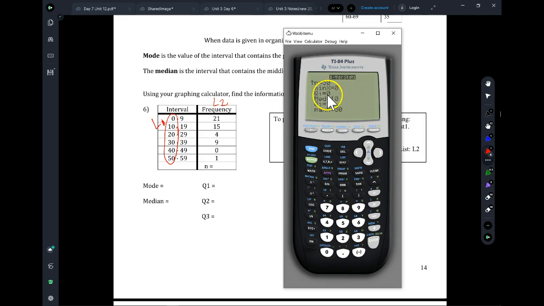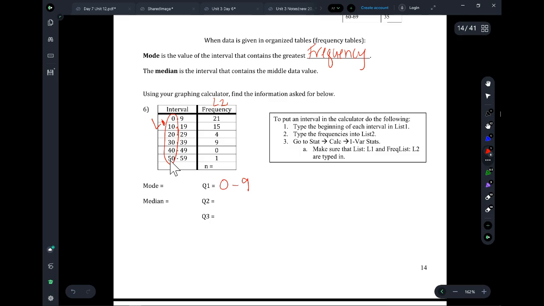So Q1 says it's equal to 0. Now it's only saying 0 because those are the numbers that I typed into my calculator. So if it says Q1 equals 0, then that is indicating that 0 to 9 would be the interval where Q1 would fall.